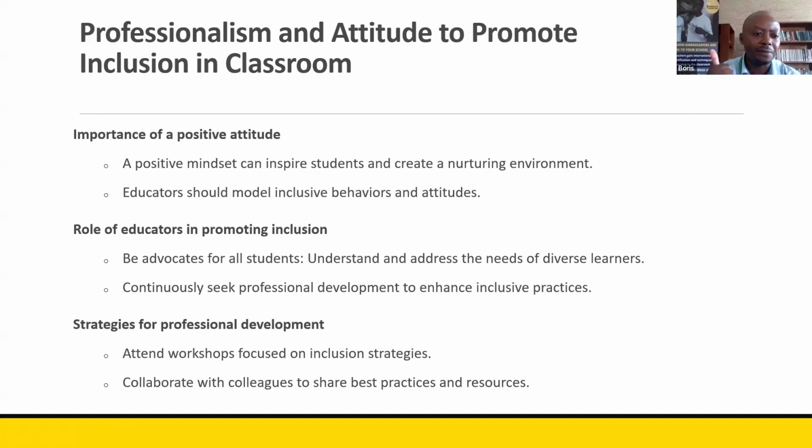The importance of positive attitude. A positive mind can inspire students and create a nurturing environment. Educators should model inclusive behaviors and attitudes. The role of educators in promoting inclusion: be advocates for all students, understand and address the needs of diverse learners, and consciously seek professional development like what we are doing now, attending workshops and doing courses on Teach2030 platforms. Strategies for professional development: attend workshops focused on inclusion and collaborate with colleagues to share the best practices and resources.